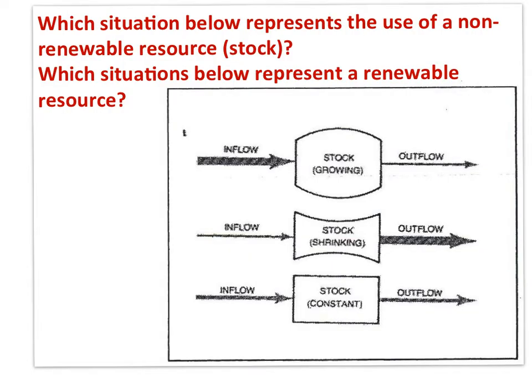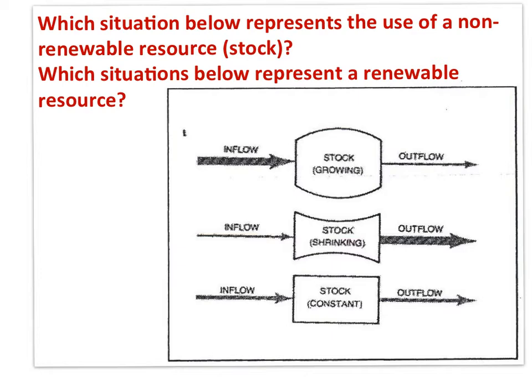Here is a diagram that you've seen before, and we can use it to illustrate the use of renewable and non-renewable resources. Which of the three situations below represents the use of a non-renewable resource, and which of the three situations represents the use of a renewable resource? Now, the only situation that represents non-renewable resource use is the middle diagram. Non-renewable resources are irreplaceable. The stock can do nothing other than shrink because the outputs are always greater than the inputs.